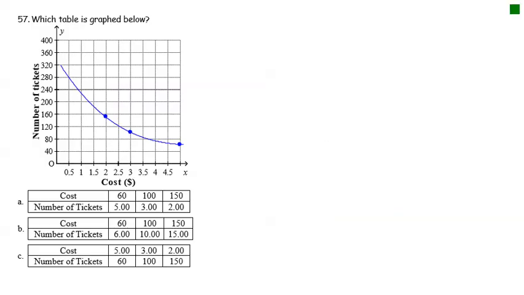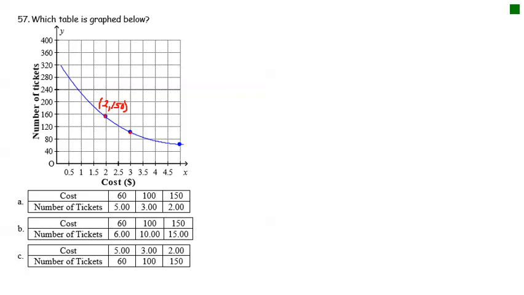Alright, 57, which table is graphed below? Well, let's look here. The first point that I have right here is a little bit below the 2 and 160. It's a little bit below the 160. Okay, so I would probably say that's more like 150. So that point there is 2, 150.